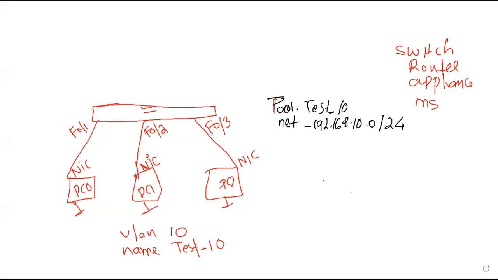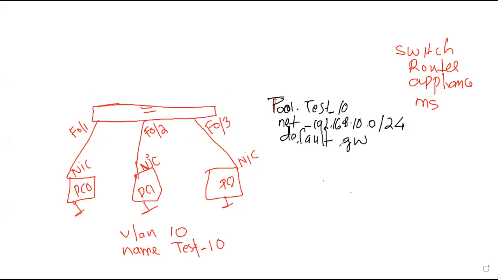So we created a pool and the pool name, and we assign a network with the network address and subnet mask. The next criteria, you need to define the default gateway. The default gateway is nothing but when a system tries to reach out from within that network to an outside network, the system should reach the gateway first.